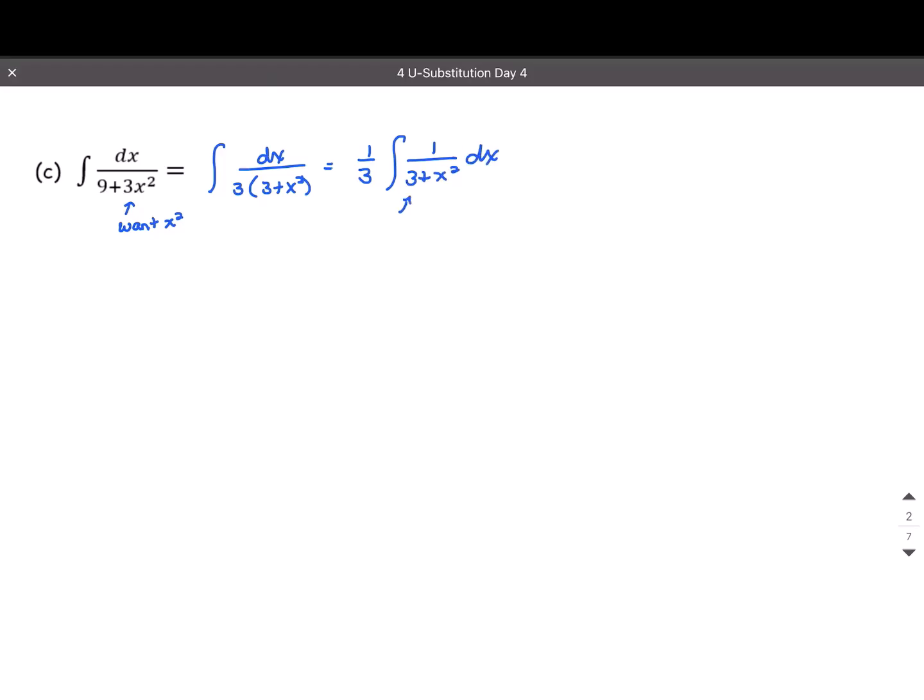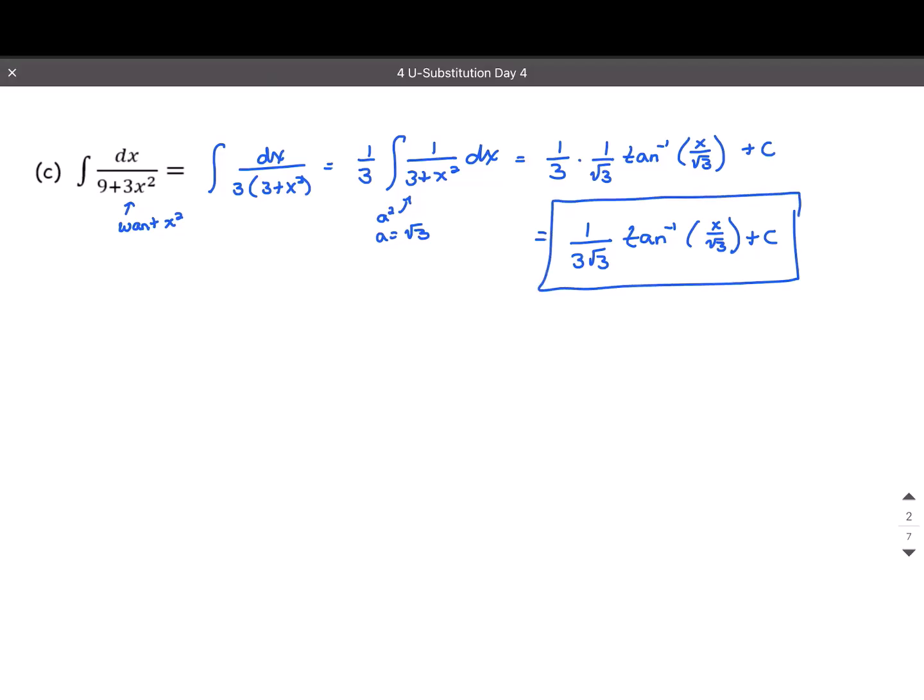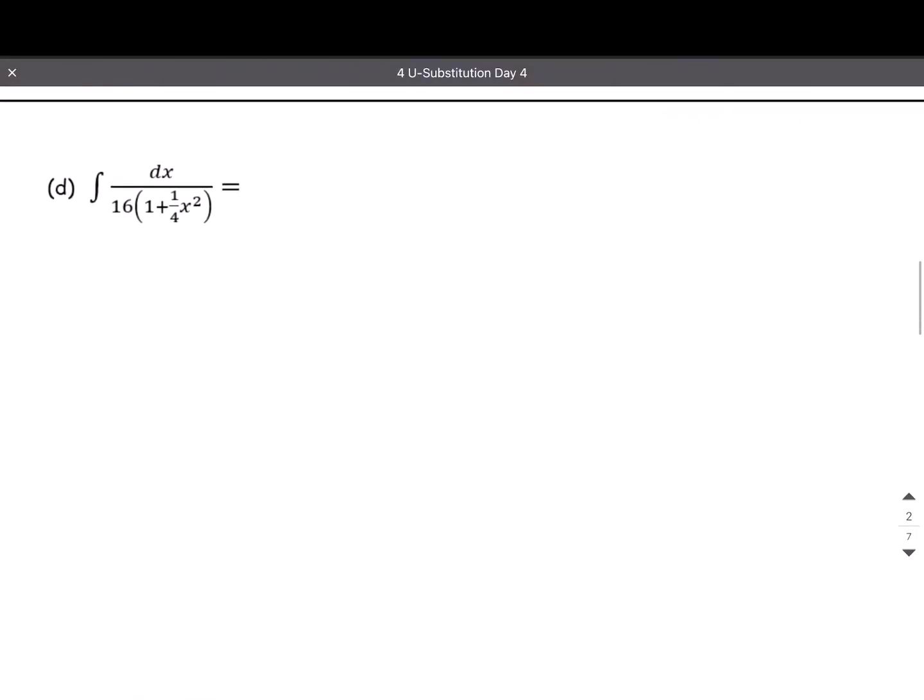So now, if that 3 is our a squared, a is radical 3. So we keep our constant 1/3. This is in the form for tan inverse, so it's tan inverse of x over the a, which is radical 3. Don't forget to multiply by 1 over the a, so 1 over rad 3, and plus c. So I could simplify that to 1 over 3 rad 3 tan inverse of x over radical 3 plus c. Ta-da! There you go.